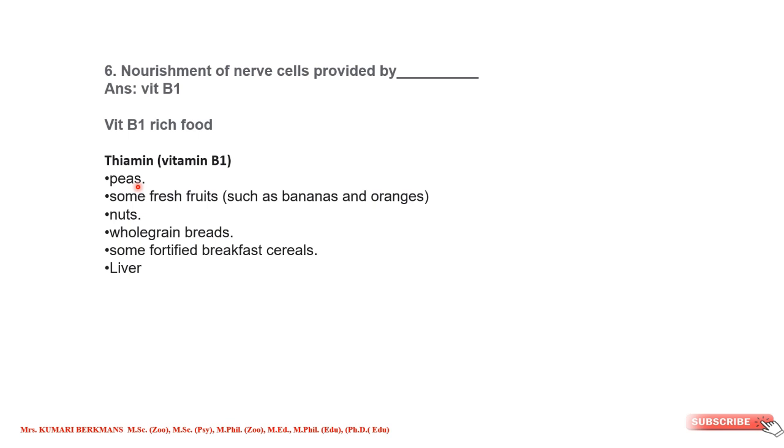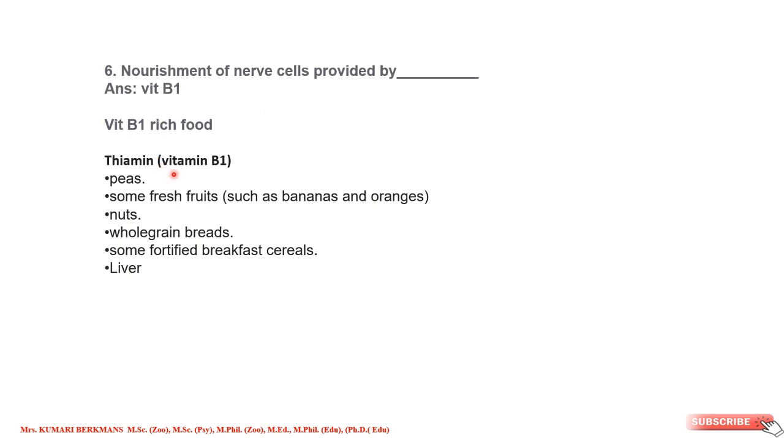In those, the thiamine will be there. The skins of the cereals are very important, and you can also find thiamine in liver. So vitamin B1 nourishes the nerve cells in our body.